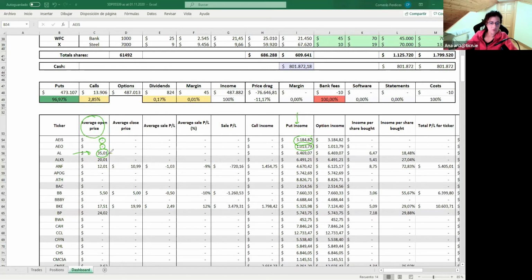In the case of the first one that we have here, AL, we collected this amount of money and the shares were put to us at 35, which means that we have already collected per share 6.47, which is 18.5% of the average open price. 18% of the average open price has already been collected in put or call income.